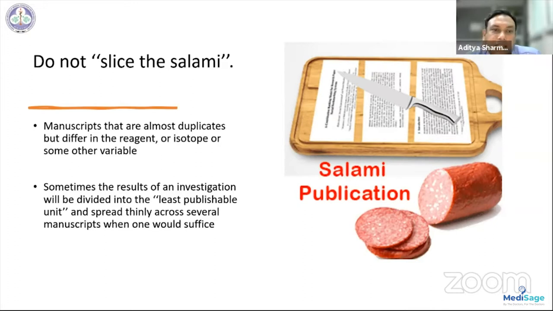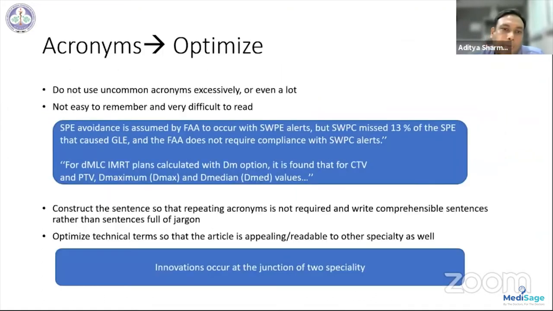This is a very, very important aspect which I want to highlight, that a lot of initial researchers go into: they slice the salami. They almost duplicate, but they can differ in the reagent, isotope, or some other variable. Suppose they are publishing the results from an investigation, which will be divided into the least publishable unit and spread thinly across several manuscripts, while one would suffice. So if a single publication will suffice for your work, try to publish in one, or in a couple or three papers.